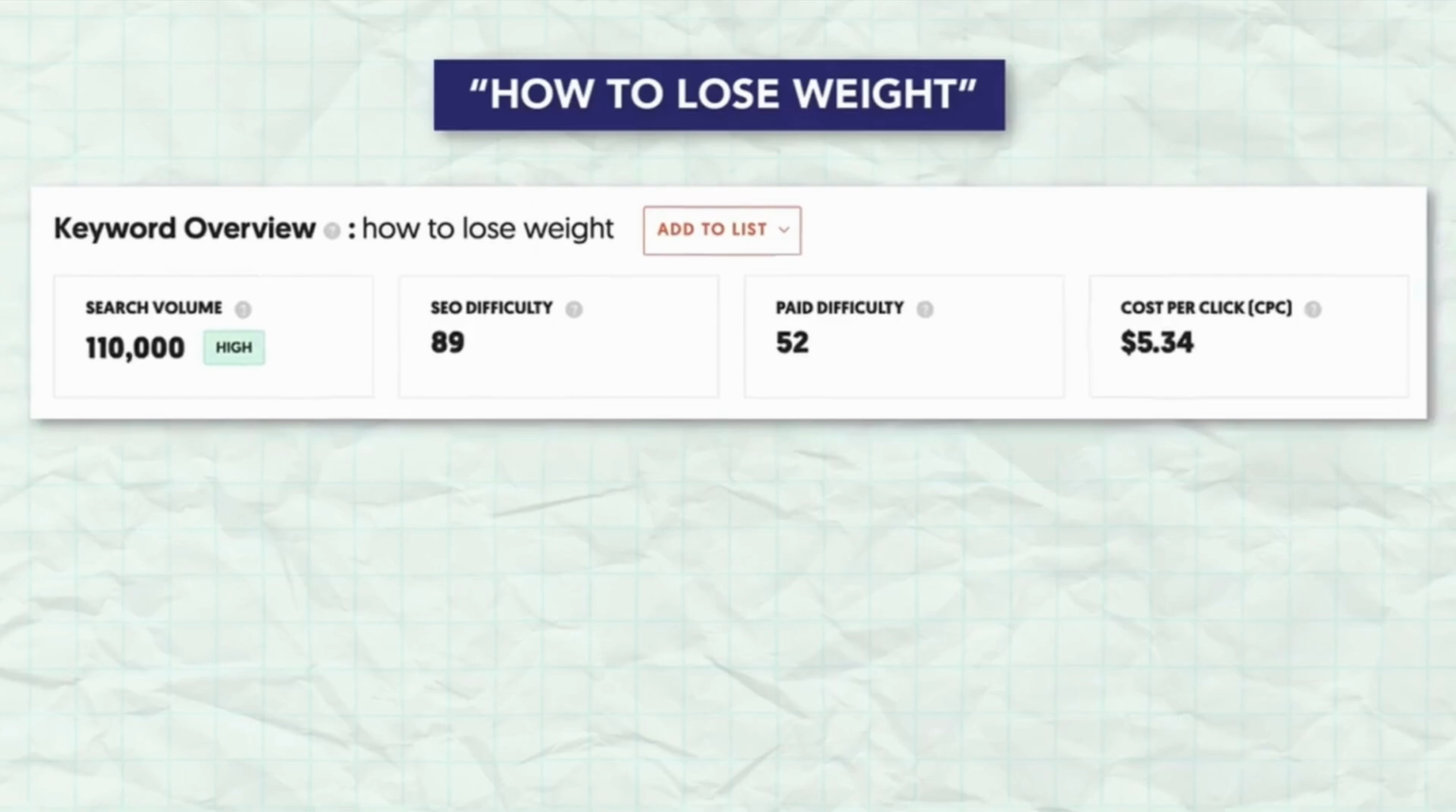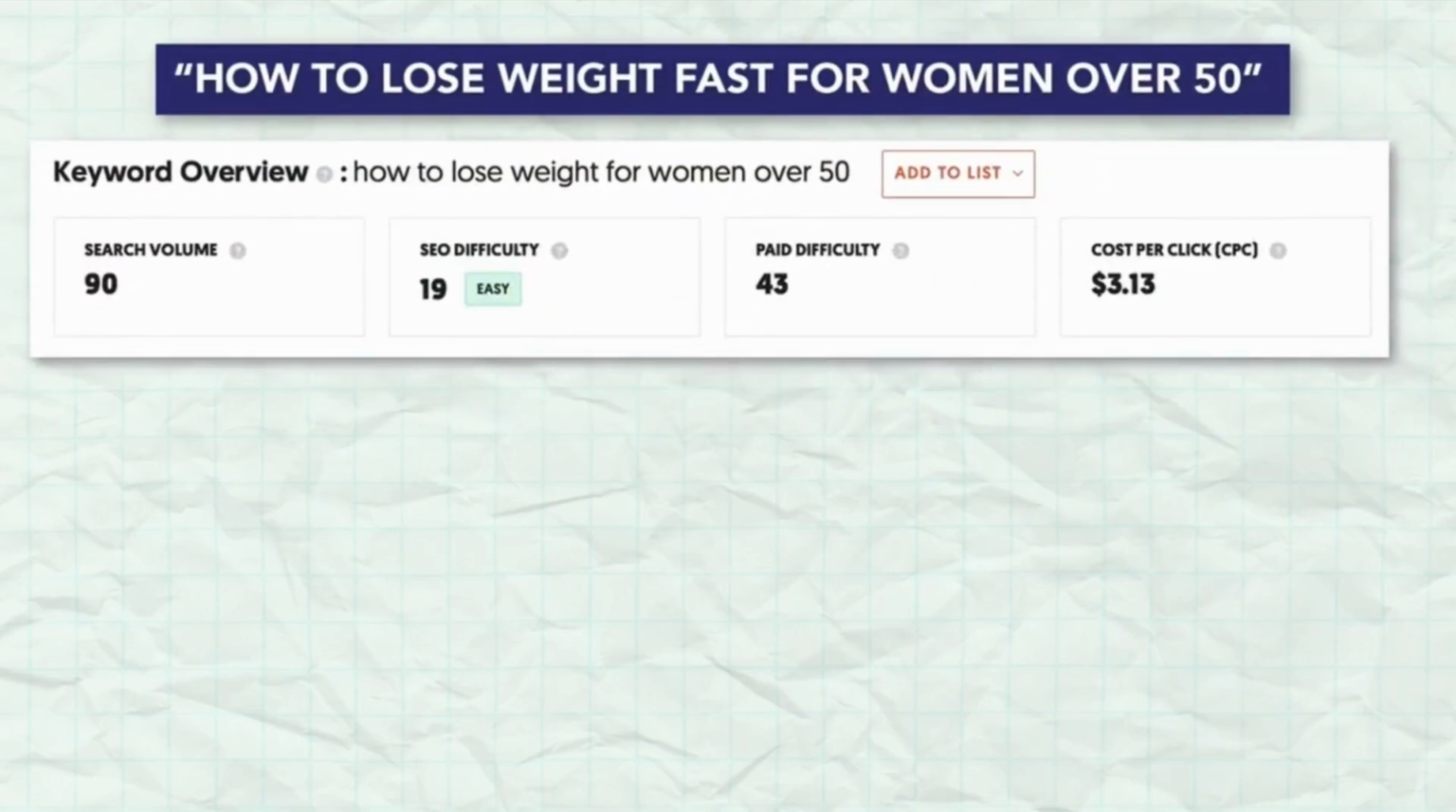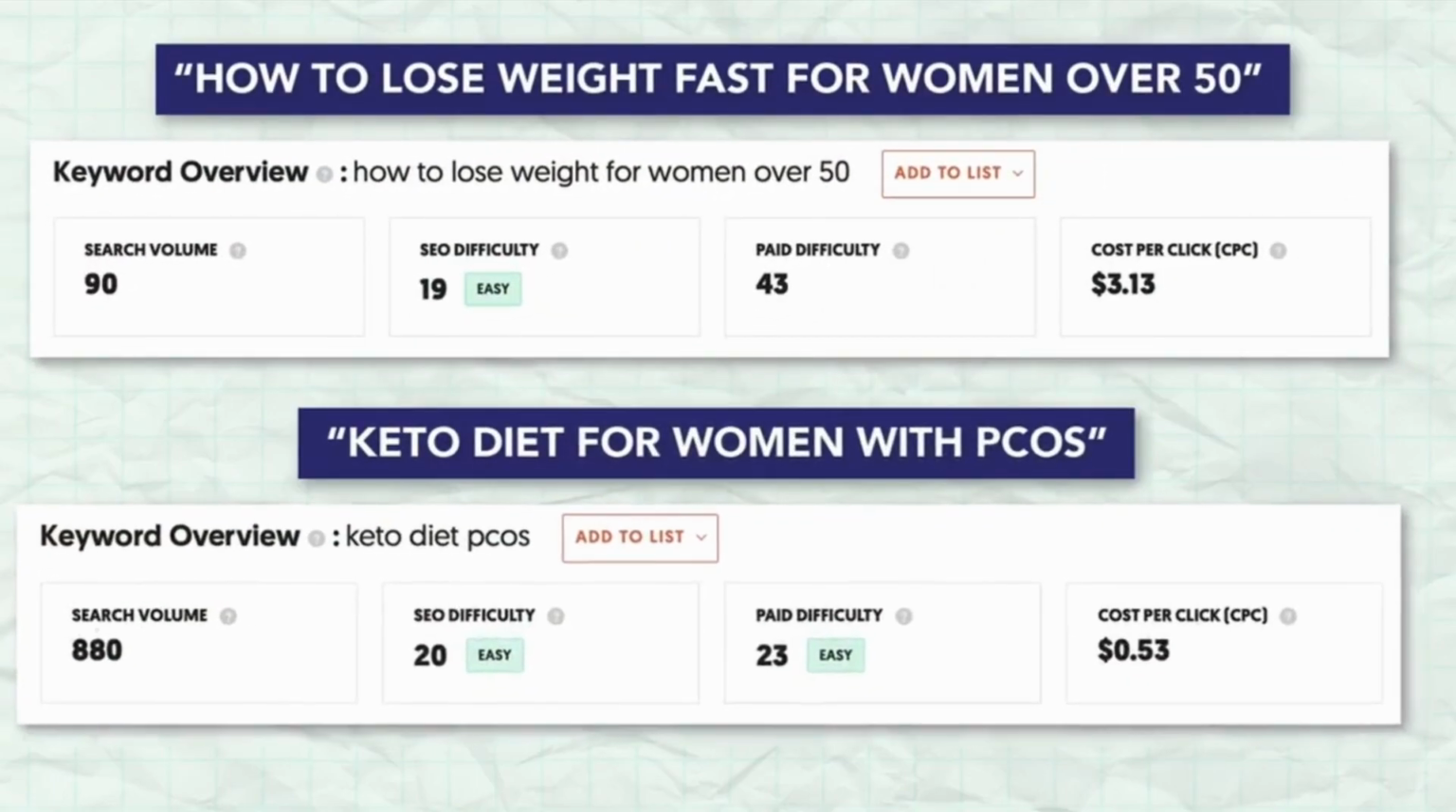Okay, consider this keyword phrase, how to lose weight. This is going to be ultra competitive, and you're not going to rank for it anytime soon unless you build a major publishing website. Consider instead starting out with some low to medium difficulty keywords. These are often keywords or phrases that have more words in them, and they're called medium or long tail keywords. For example, how to lose weight fast for women over 50, or keto diet for women with PCOS.